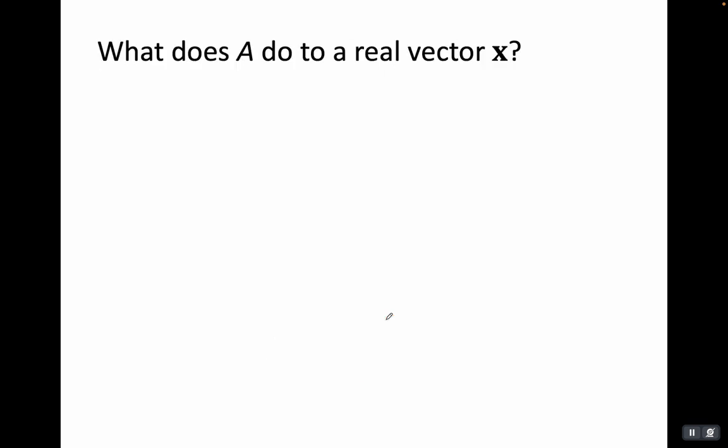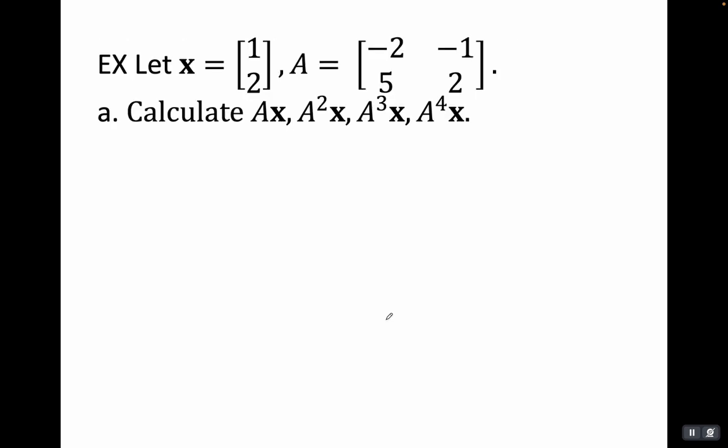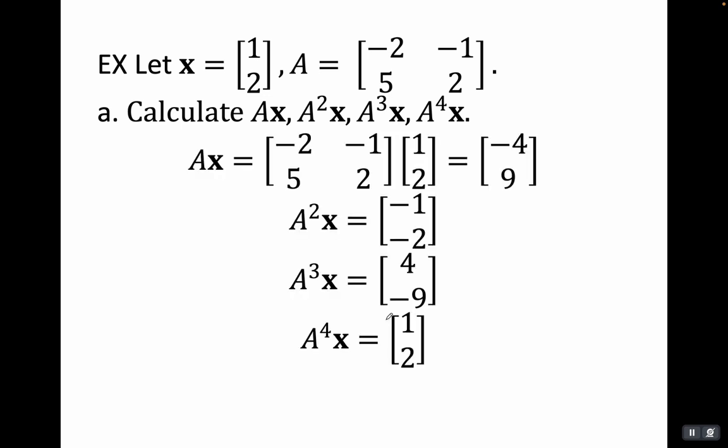Okay, so now what does A do to a real vector x? What does that matrix do when you multiply it by x? Let's calculate Ax, A squared x, A cubed x, and A to the fourth x if x equals, say, (1, 2), and A looks like this. Just grind this out on a calculator or some other way. Ax is (-4, 9). A squared x is (-1, -2). A cubed x is (4, -9). And A to the fourth x is back to (1, 2). Very strange. You're back to (1, 2).